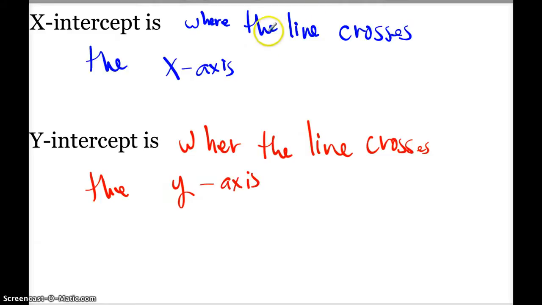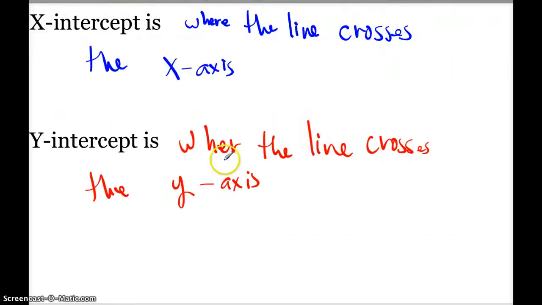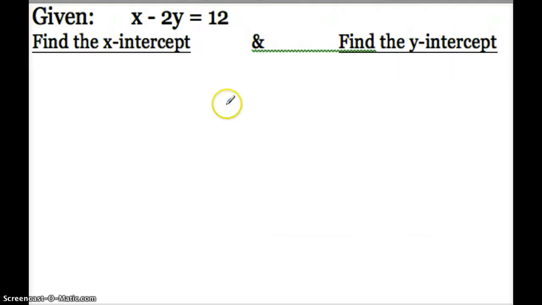Okay, so quickly, let's go back to your do now question. We can identify those 2 points really quickly. This would represent a y-intercept, and this would represent an x-intercept. Okay, teacher do number 1. It says find the x-intercept.